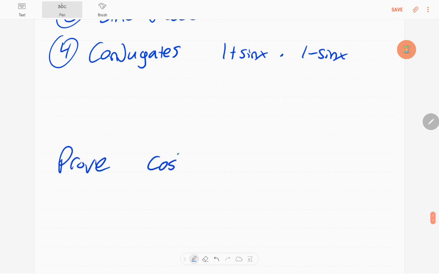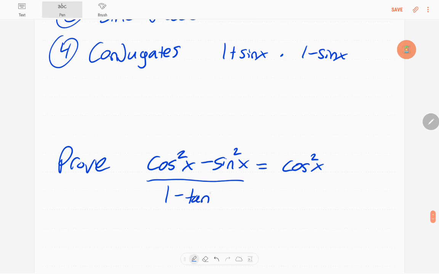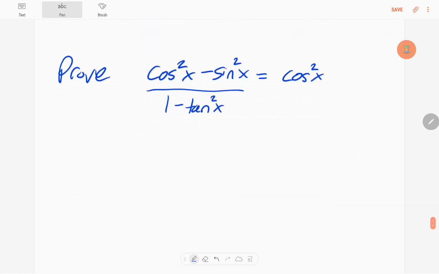So I want you to prove this: cosine of x squared minus sine of x squared has to equal cosine squared. Oh, I forgot this part. That has to be divided by 1 minus tangent of x squared. So, just for simplicity, I'm going to rewrite that here.